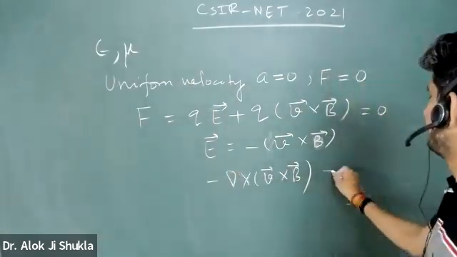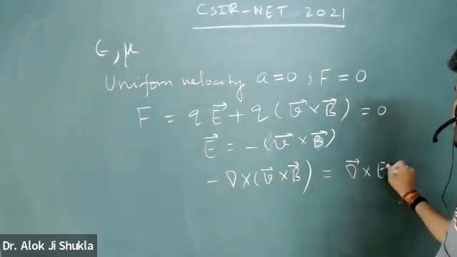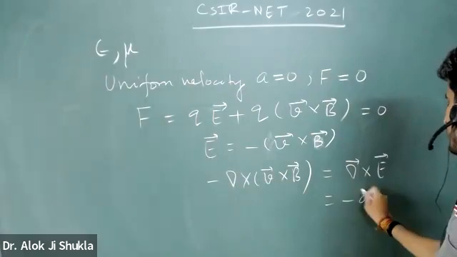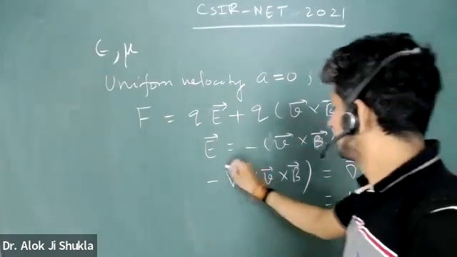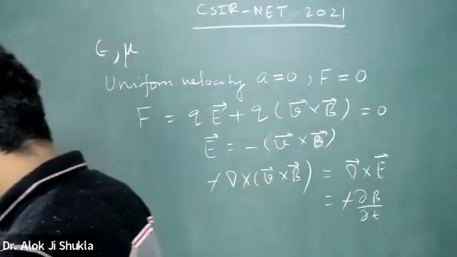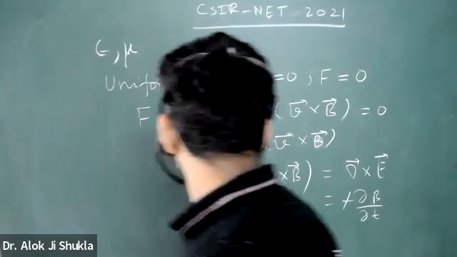What will this become? Del cross E, del cross E which is minus del B by del T. Minus del B by del T. Faraday's law cancels. कोई option है? फर्स्ट ऑप्शन है। First option A is correct.